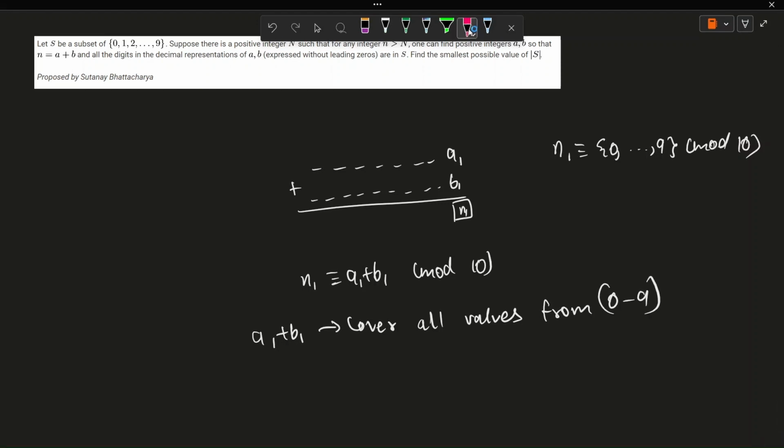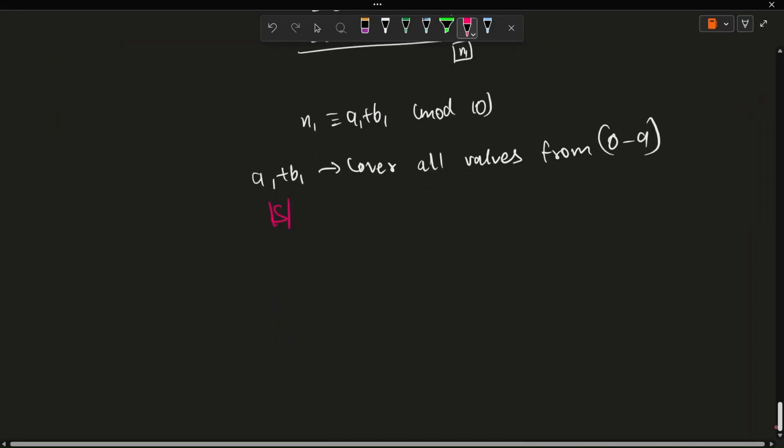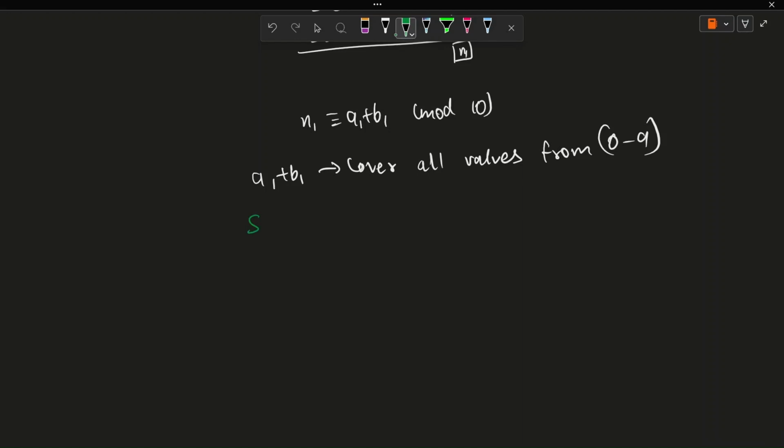from 0 to 9 basically. So what this implies is that the elements of our set S should be able to produce any number we want. Suppose the elements of S are s1, s2, and so on. So all numbers from 0 to 9 can be written as si plus sj, covering all digits. So this already gives some bounds on S.